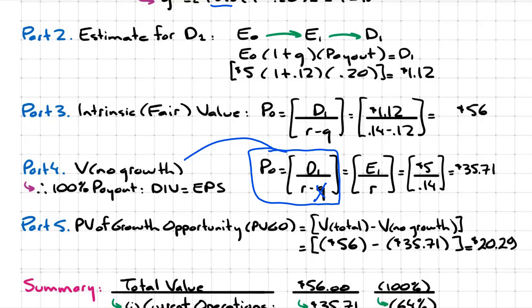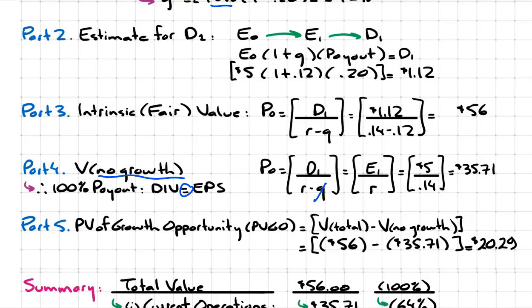But at the same time, we said that where you see dividends, that would equal earnings. So instead of D1, we use E1. And E1 would be the $5. Again, you got to be careful here. We're doing it under the no growth scenario.